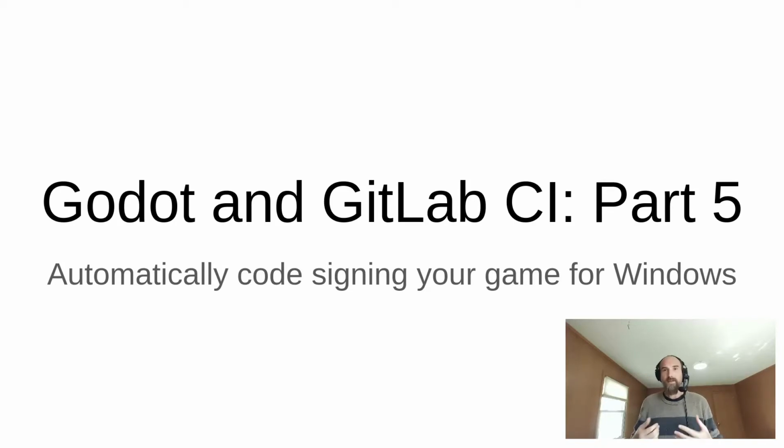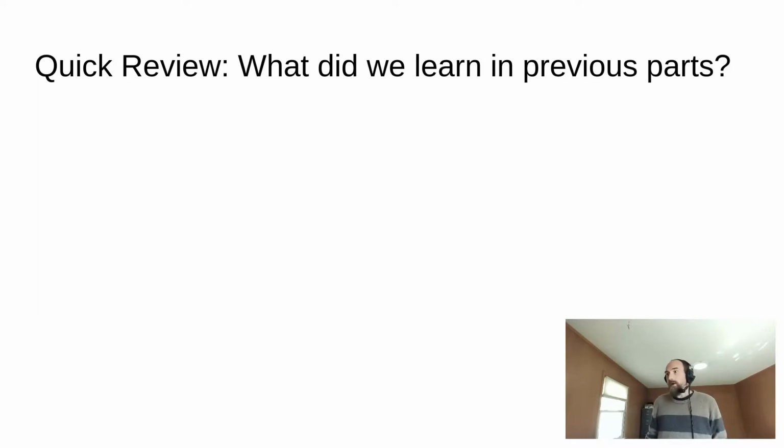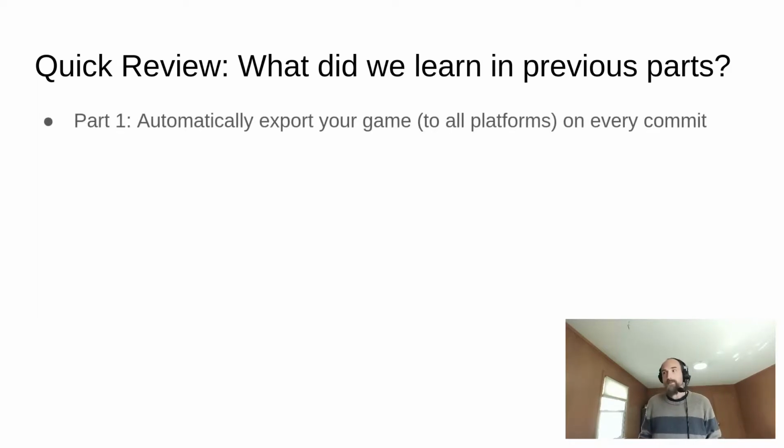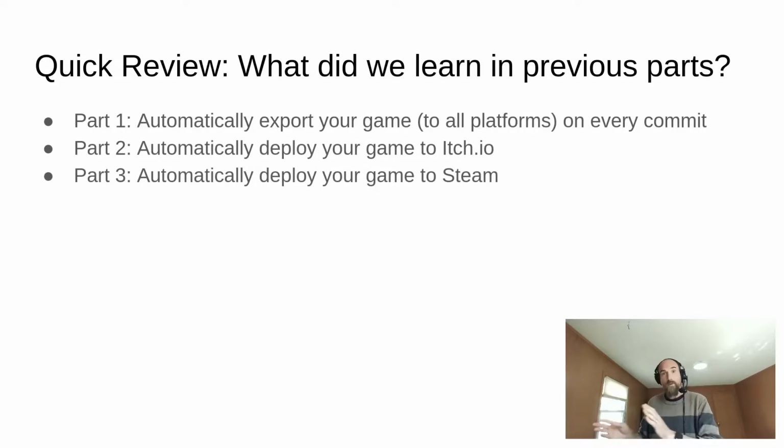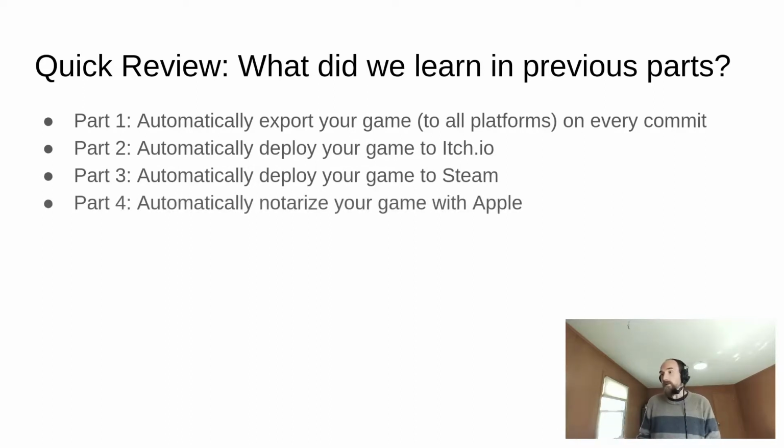Game engine. So, what did we learn in previous parts? In part 1, we set up GitLab CI to automatically export your game to all platforms, that being Windows, Linux, macOS, and HTML5 on every commit, and to automatically deploy your game to itch.io when pushing commits to the master branch. In part 3, the same thing, but pushing to Steam. And in part 4, we set up GitLab CI to automatically sign and notarize your game with Apple.